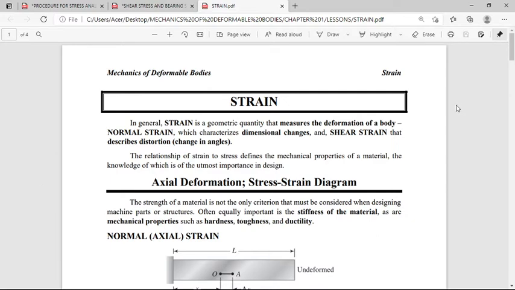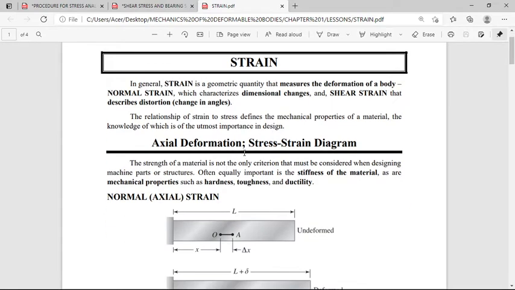So, si normal strain characterizes changes in dimension or dimensional changes. Yung paghaba, pag-iksi, ganun. And si shear strain naman describes distortion or change in angles. Itong pagpaling-paling, ganun, ano? Or pagkakahiwalay ng hindi parehong angle yung hati. Ganun. So, yun yung mga example nun. Or yung biglang tumabingi, yun, change in angles.